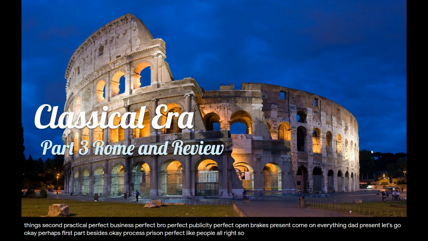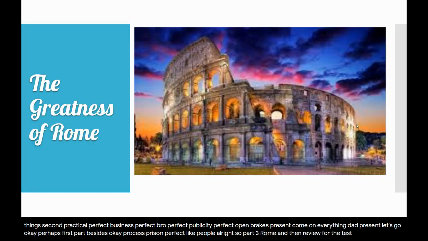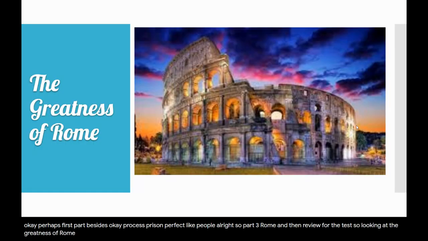All right, so part 3, Rome, and then review for the test. So we're looking at the greatness of Rome, and of course that's the Colosseum. You can see the difference now between the Roman and the Greek architecture. You have a lot of, they like to show off the arch.